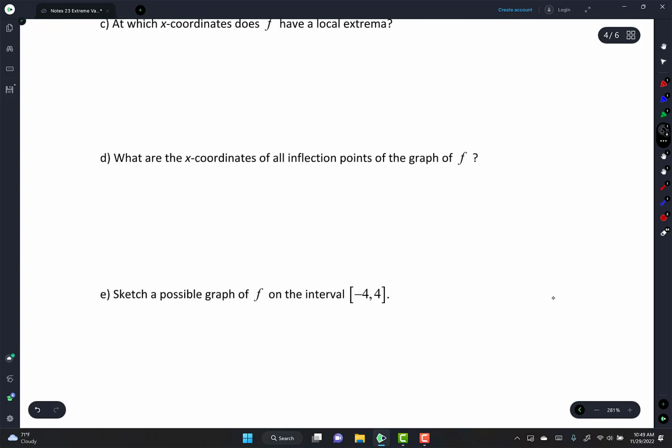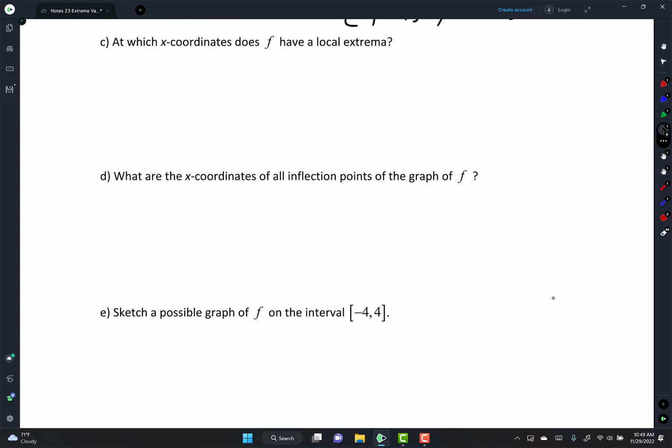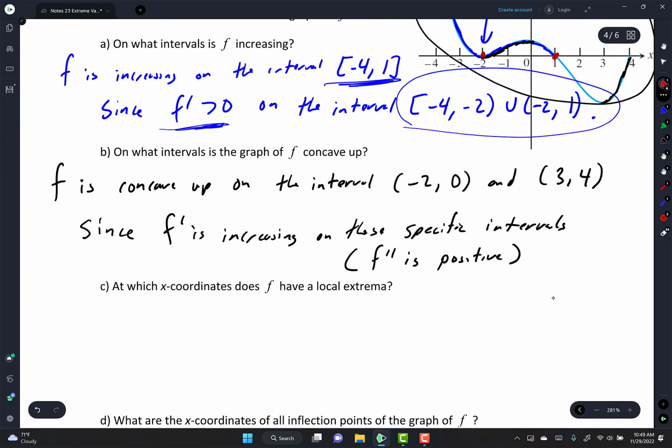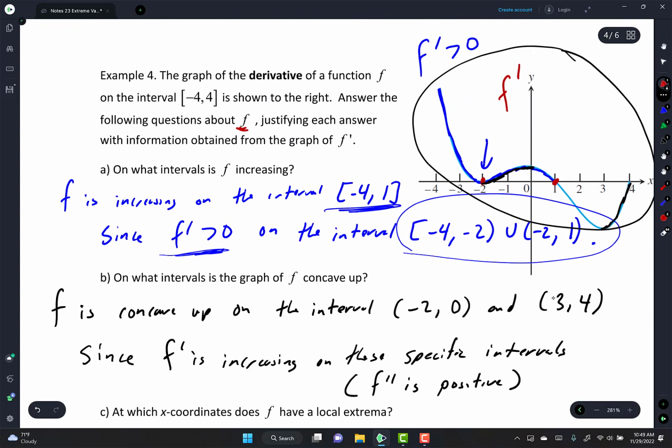We're almost done, guys. We just have 3 more. Letter D, E is my favorite. At which x coordinate does f have a local extrema? Do you feel the power? This is awesome stuff. At which x coordinate does f have a local extrema? So I want max and mins. Let's make it simple for now. Don't worry about the endpoints because there is something going on at the endpoints. But where do I have a max or min?